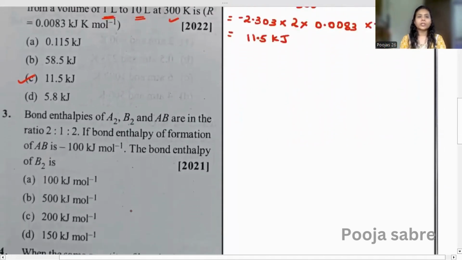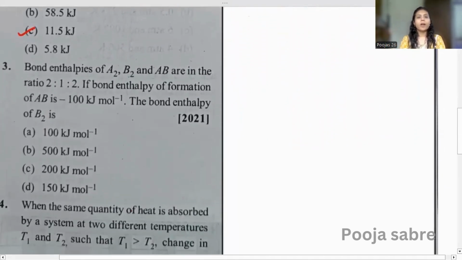The next question is question number 3. Bond enthalpies of A2, B2 and AB are in the ratio 2:1:2. If the bond enthalpy of formation of AB is minus 100 kilojoule per mole, the bond enthalpy of B2 is dash. Okay, so first of all, what information is being provided, that we will write first.